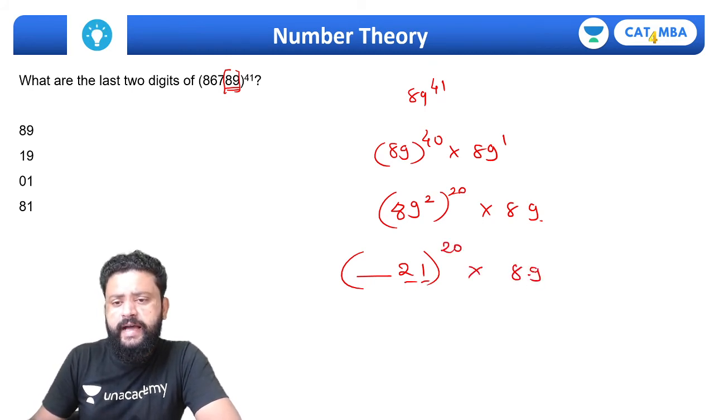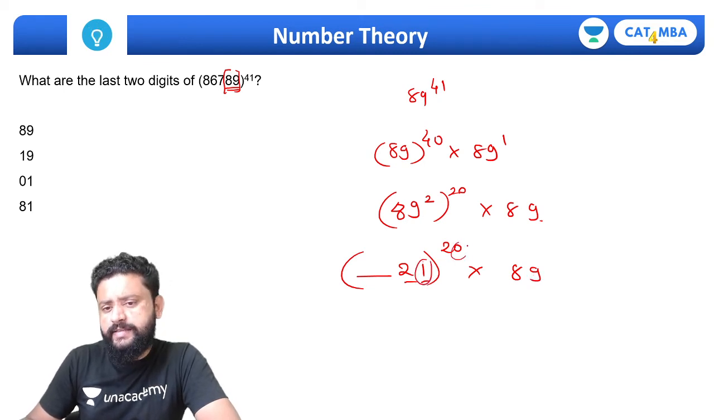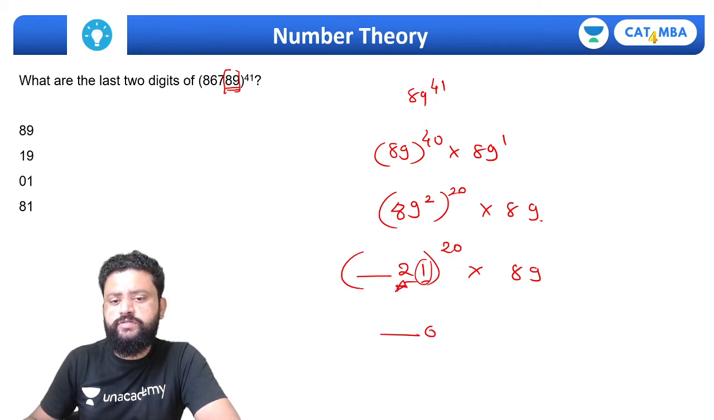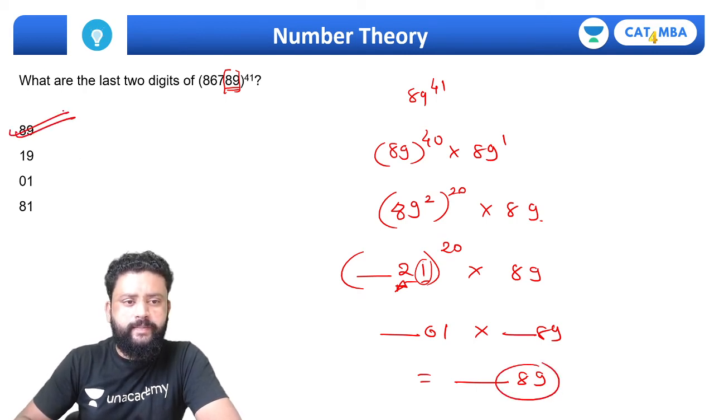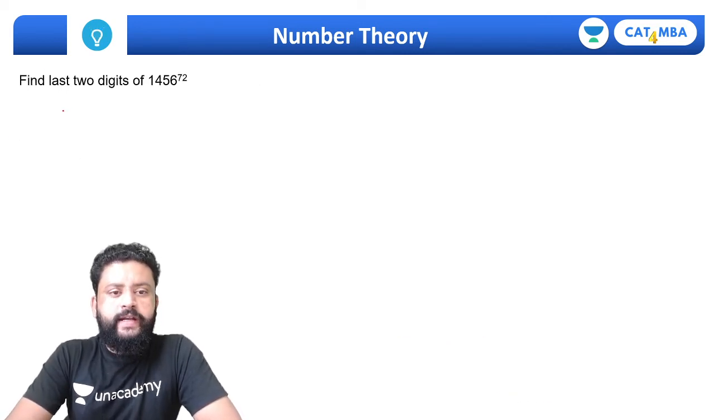And after that what I can say here is this last digit is 1 and this is 0. Sorry, the second last is 2 and this is 0. So this will end with 0 1 into 89. So the final answer will be 89, which is answer option A. Let's move to the next.